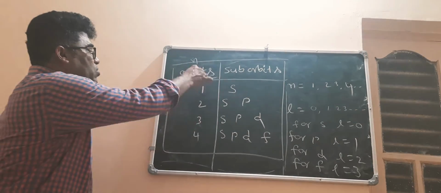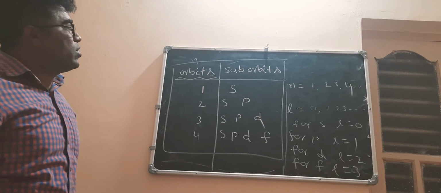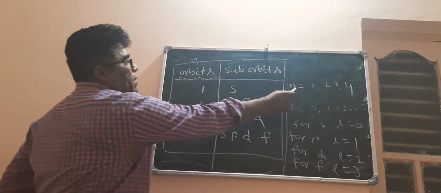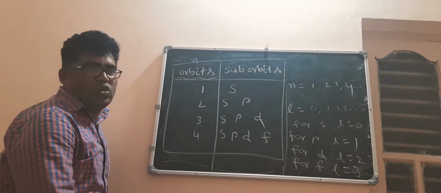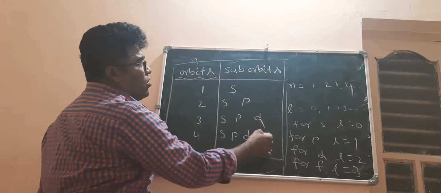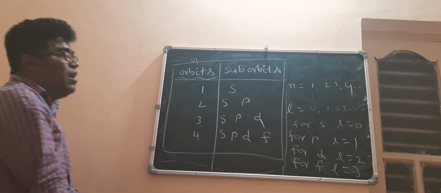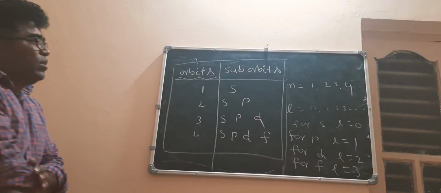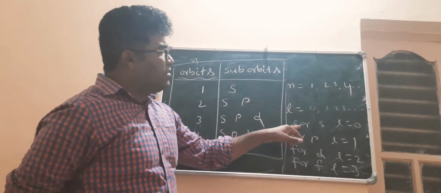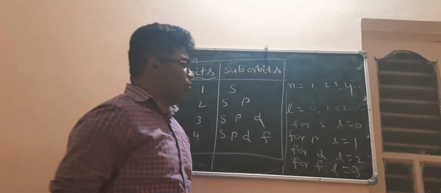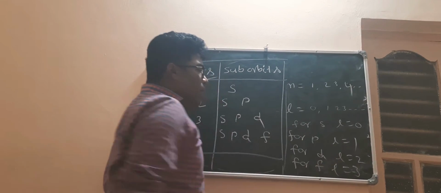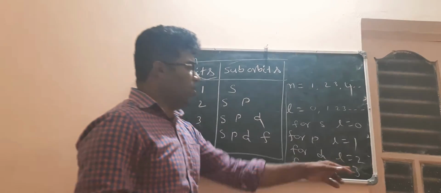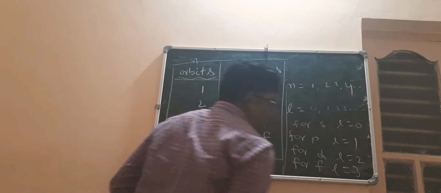Principal quantum number means orbits. Azimuthal quantum number means suborbits. The principal quantum number is denoted by N, and N values are 1, 2, 3, 4, and so on. The azimuthal quantum number, or suborbits, means L equals 0, 1, 2, 3, and so on. For S, L equals 0, for P, L equals 1, for D, L equals 2, and for F, L equals 3.